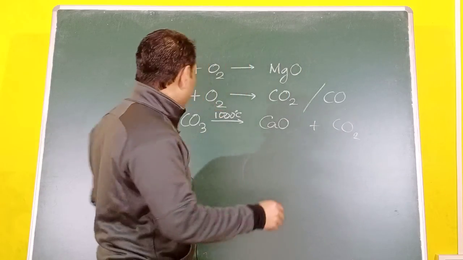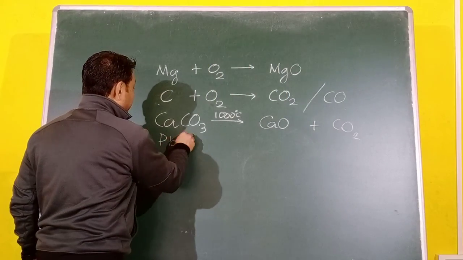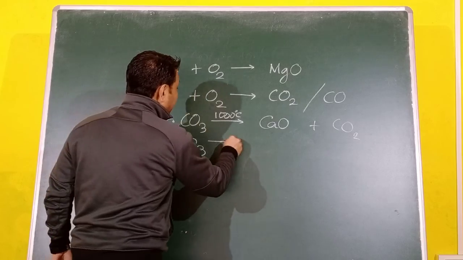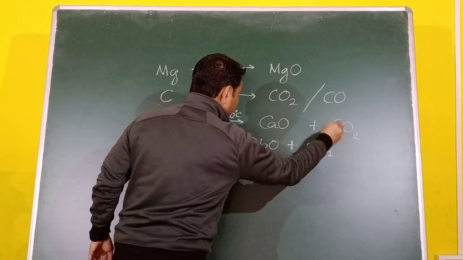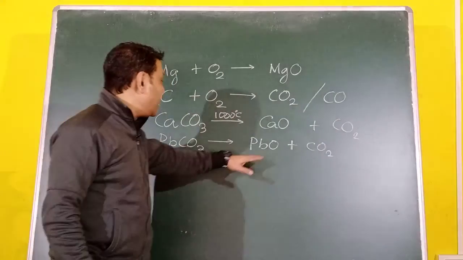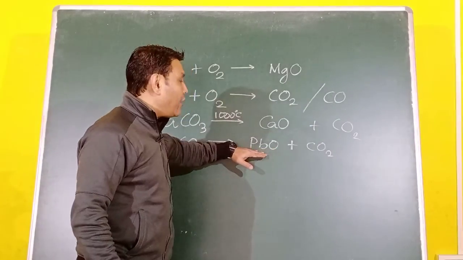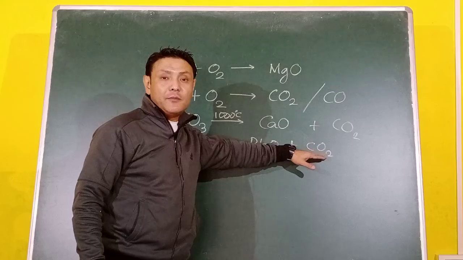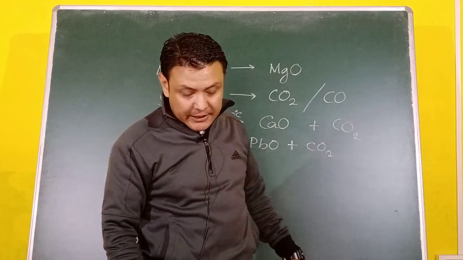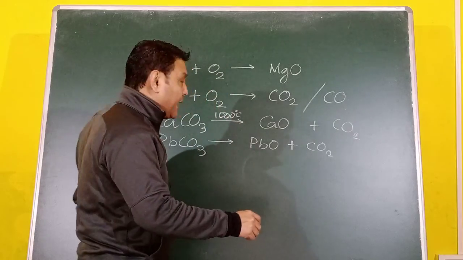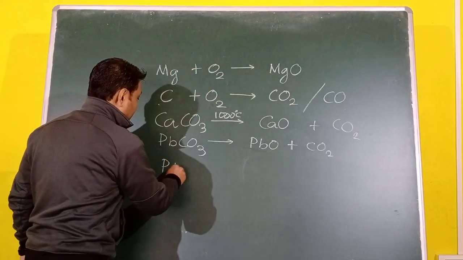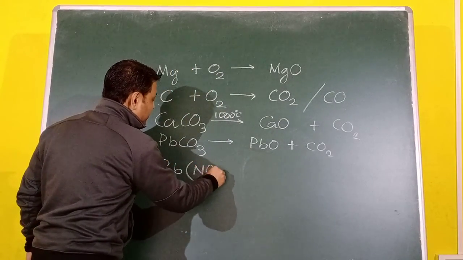Similarly, lead carbonate, PbCO3. When you heat it, it decomposes into PbO plus CO2. So two oxides will be formed, that is the metallic oxide, lead oxide, and the oxide of a non-metal, that is carbon dioxide. So by the thermal decomposition of lead nitrate, Pb(NO3)2, by the decomposition of a nitrate.